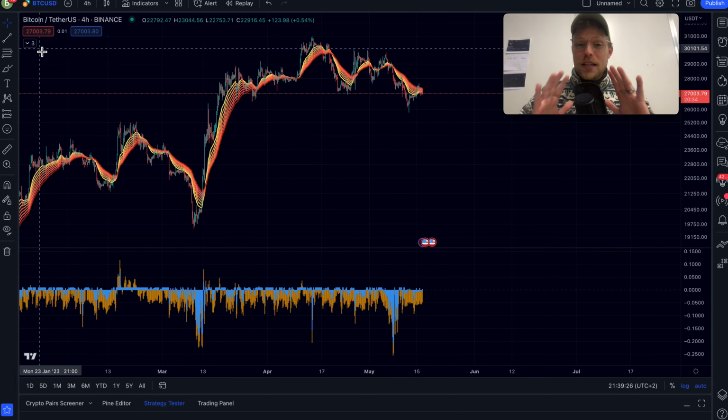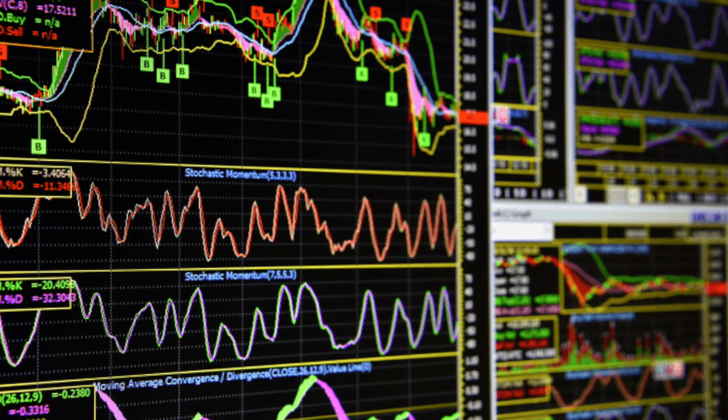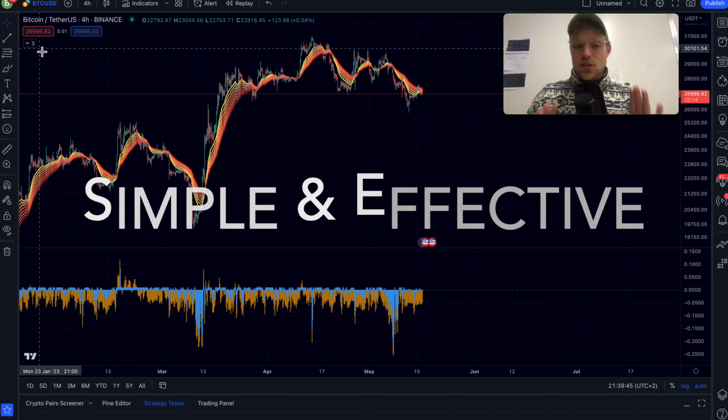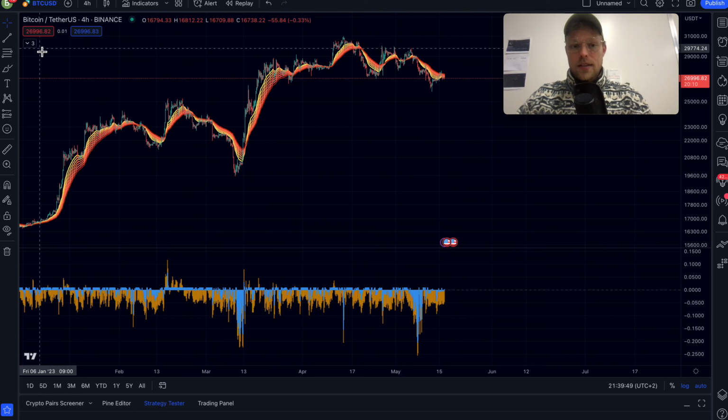Guys, this might be the easiest trading strategy, only using two indicators, which if you do this correctly will most likely outperform most traders out there using a lot of different types of indicators, or maybe only looking at the structures. It doesn't matter. This is simple but effective. Guys, let's jump straight into it.